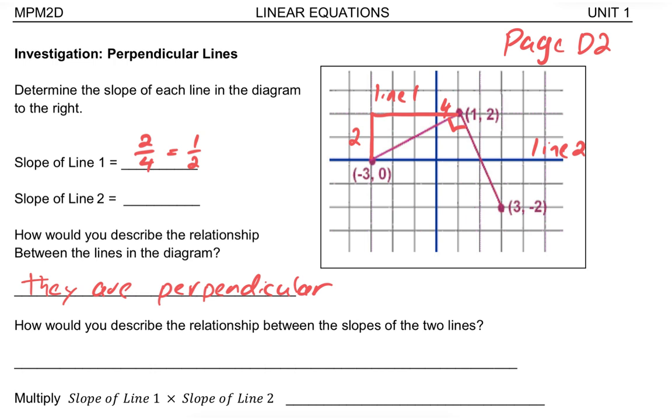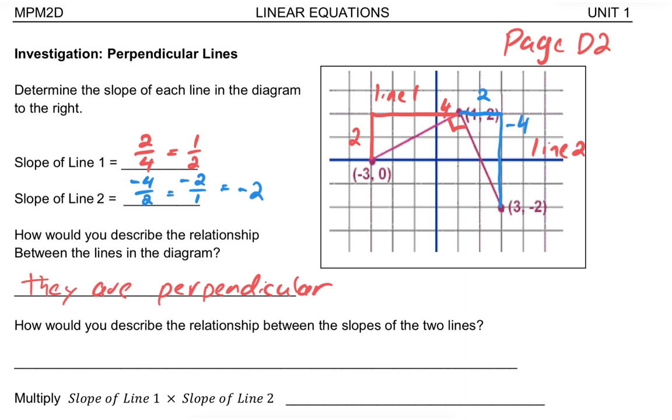Maybe we'll switch colors here just to make it a little easier to see what's going on. We can draw our little triangle here between our 2 points. We've got a run of 2. We have a rise of 1, 2, 3, -4. So the slope of line 2 is going to be -4/2. Or if we put this in lowest terms, it'll be -2/1, or just -2.